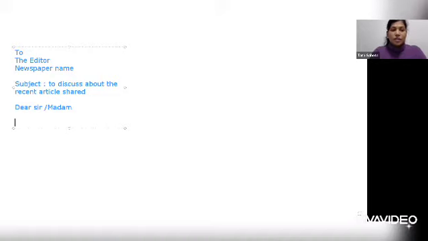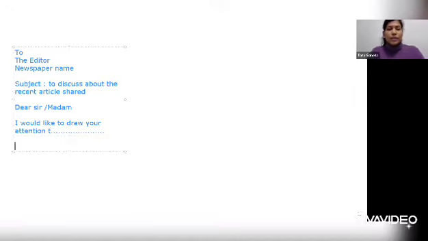So your first paragraph, as I told you, is going to be an introduction. And because you are trying to bring the attention of the editor, your first paragraph should start with something like, I would like to draw your attention to, whatever the topic is, and then you give a little bit of introduction. So the first paragraph need not be too lengthy. It can be wrapped up, I would say, in 3 to 4 sentences.